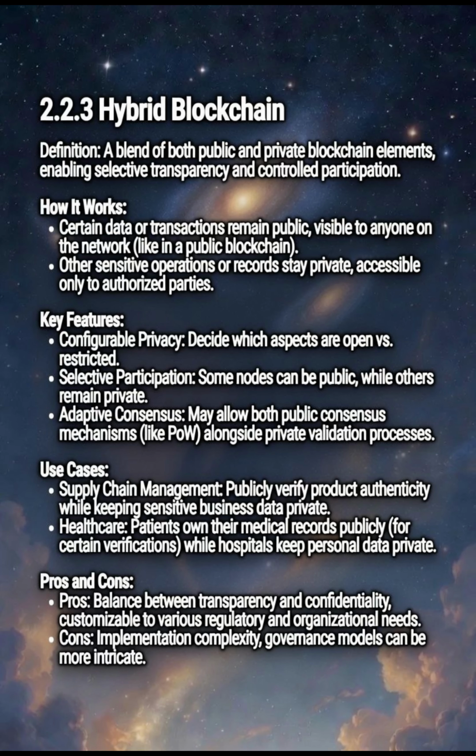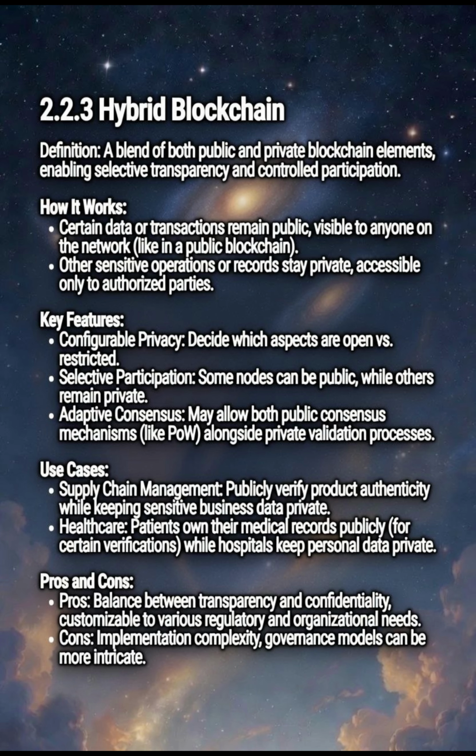Hybrid blockchain. Definition: a blend of both public and private blockchain elements, enabling selective transparency and controlled participation. How it works: certain data or transactions remain public, visible to anyone on the network, like in public blockchain. Other sensitive operations or records stay private, accessible only to authorized parties. Key feature: configurable privacy. Decide which aspects are open versus restricted. Selective participation. Some nodes can be public while others remain private. Adaptive consensus may allow both public consensus mechanisms like POW alongside private validation processes.